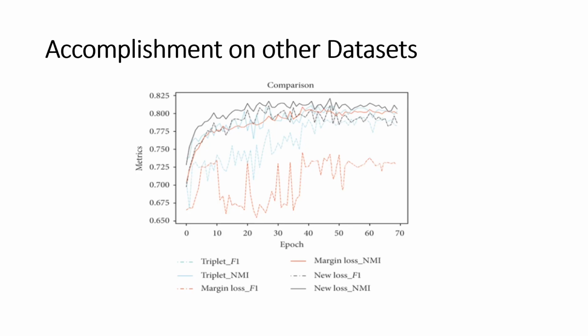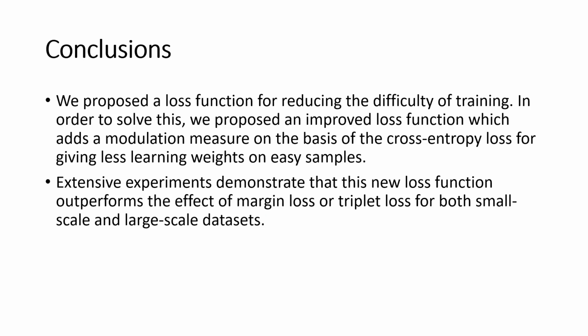So finally, moving on to the conclusion. In this section, we proposed a new loss function for reducing the difficulty of training, and we saw that during our extensive experiments, our new loss function outperformed margin loss and triplet loss for both small scale and large scale datasets.